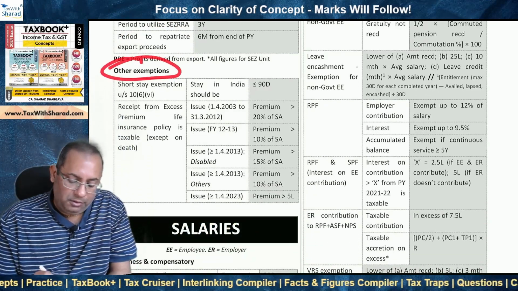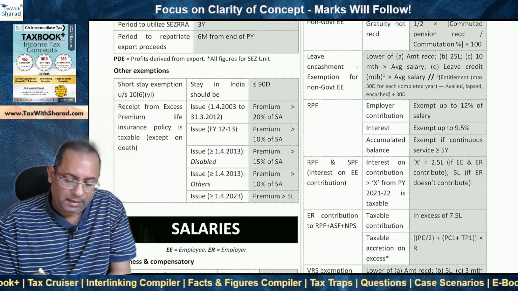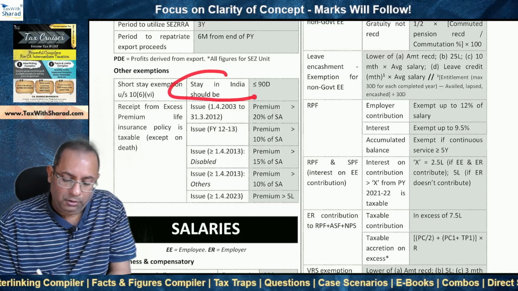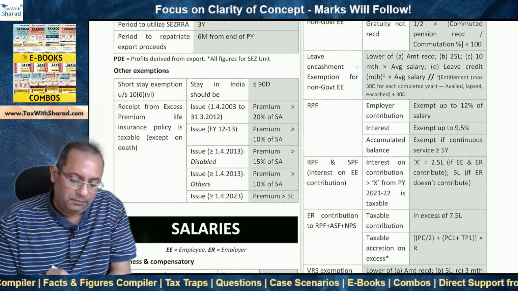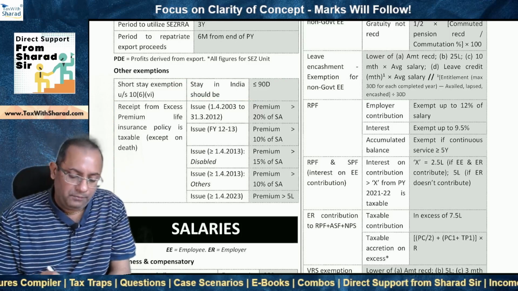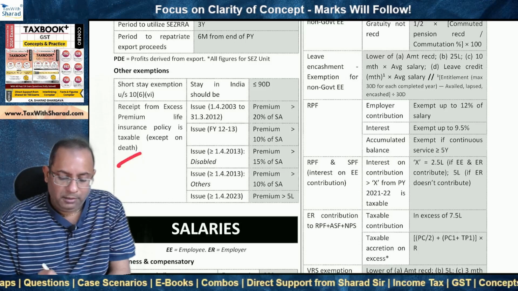Now look at some other exemptions. There is the short stay exemption under section 10(6)(vi), and under this exemption, stay in India should be 90 days or less. Now under section 10(10D), life insurance proceeds are exempt, but receipts from an excess premium life insurance policy are taxable except in the case of death.